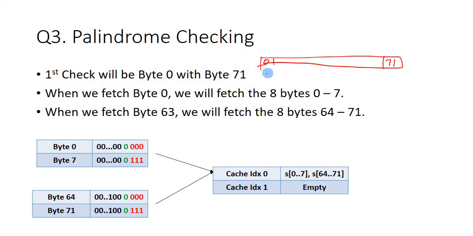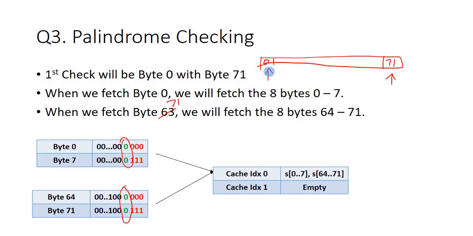Okay, so when I fetch the first byte to check, I will then check byte 71. If you look at the 8-byte boundaries, byte 0 starts from 0 and goes to 7. And this is 71 here. When we fetch byte 71, we will fetch bytes from 64 to 71. Interestingly, what you will see is both of them map to cache line 0.